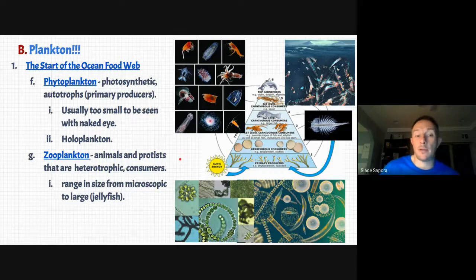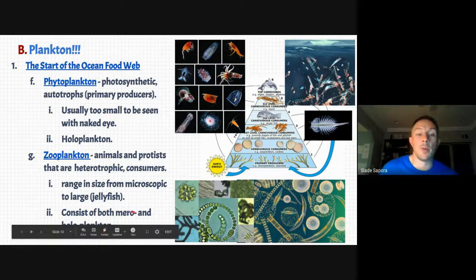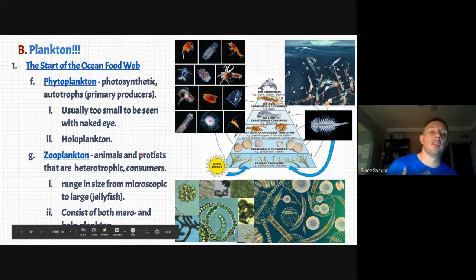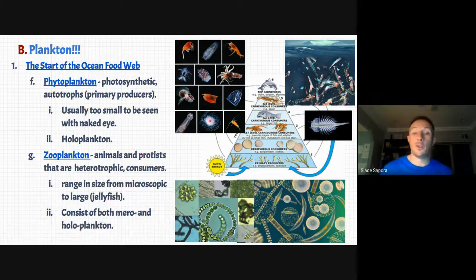Zooplankton range in size from microscopic up to jellyfish, which you can see, and they consist of both meroplankton and holoplankton. So there are those things that just spend part of their life as zooplankton, the larval stages of sea anemones and crabs and various other organisms, and then they later go on to become non-plankton, where they settle on the bottom of the ocean. So if you're not drifting in the ocean, you're not plankton, right? You're attached to the bottom. That's another type of organism we'll talk about later, called benthic, in case you were wondering.